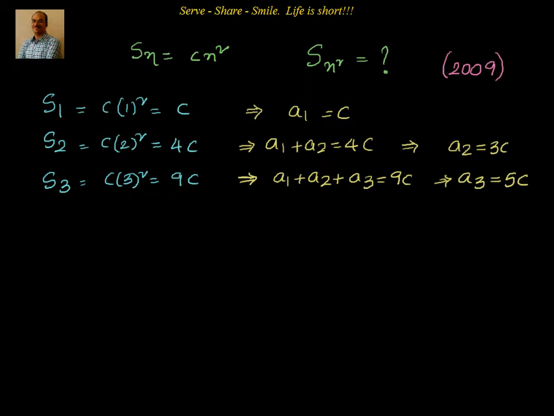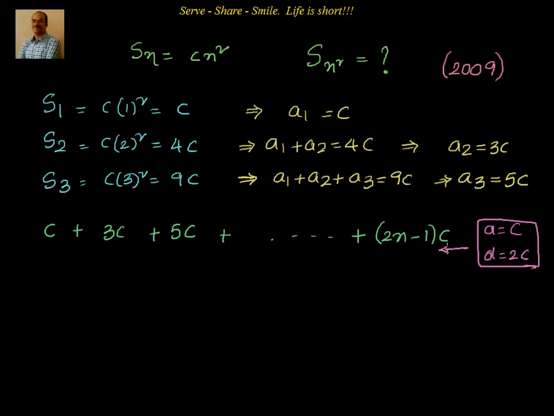The first term is c, the second term is 3c, the third term is 5c. What will be the nth term of this series? The nth term of this series will be (2n minus 1) into c. You can check that. If you want, you can apply the formula a plus (n minus 1) into d, that is c plus (n minus 1) into 2c, because here a is c and d is equal to 2c. If you apply the t of n formula, you get (2n minus 1) into c.